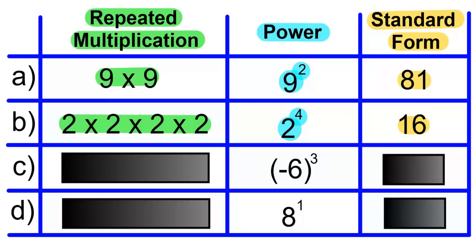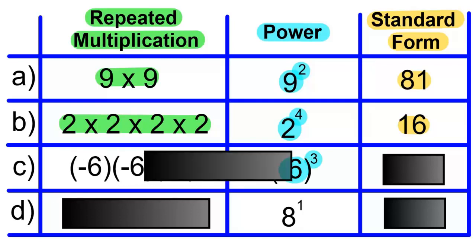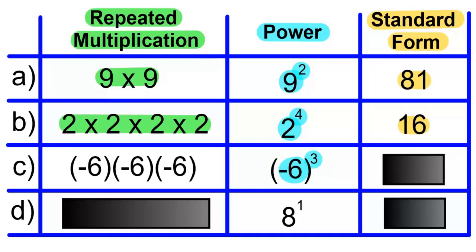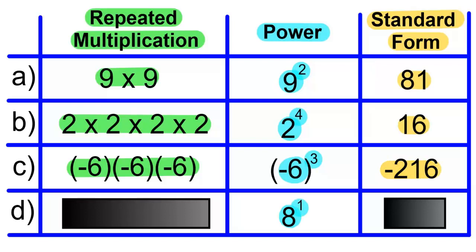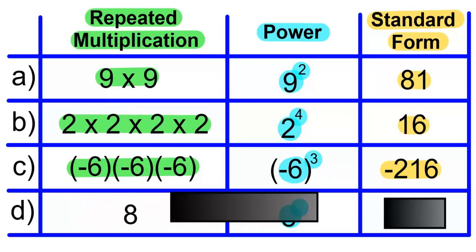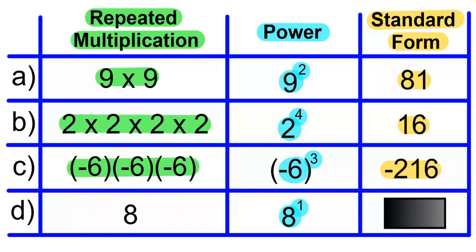C. As a power, we have in brackets negative 6 to the power of 3. As repeated multiplication, this would be negative 6 times negative 6 times negative 6. And in standard form, this would be negative 216. And for D, as a power, we have 8 to the power of 1. As repeated multiplication, this would be 8. And in standard form, this would also be 8.